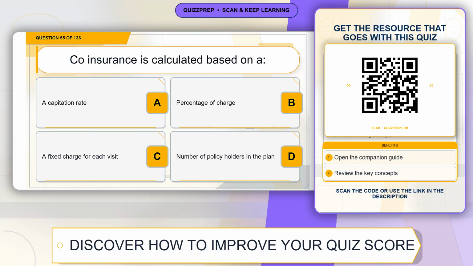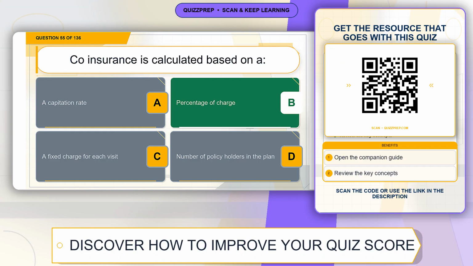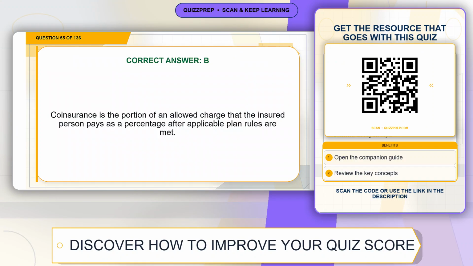Question 55. Coinsurance is calculated based on: Option A, a capitation rate. Option B, percentage of charge. Option C, a fixed charge for each visit. Option D, number of policyholders in the plan. The correct answer is option B, percentage of charge. Explanation: coinsurance is the portion of an allowed charge that the insured person pays as a percentage after applicable plan rules are met.